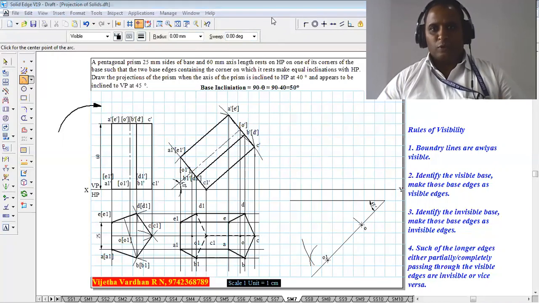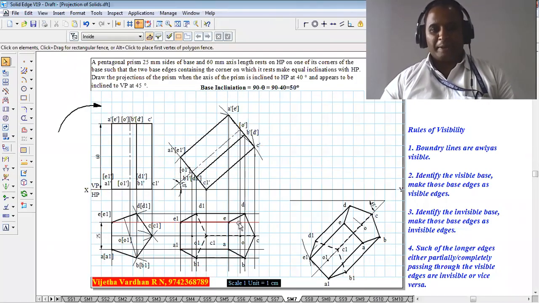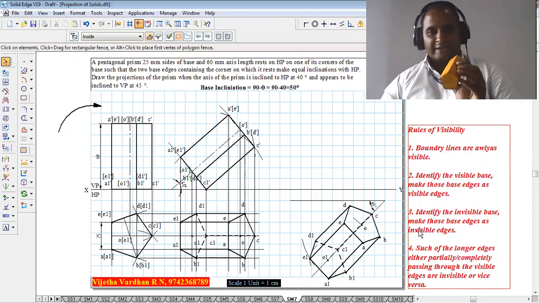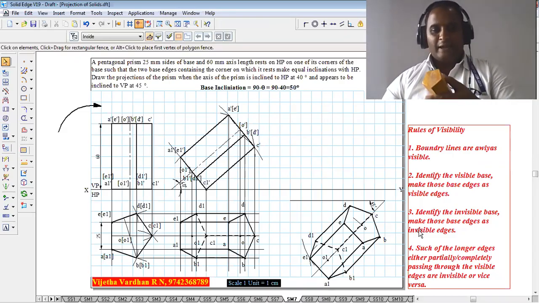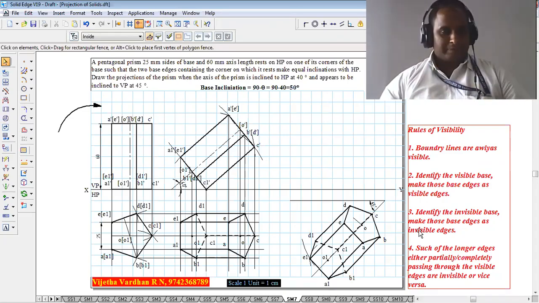Now I'm going to show you the completed one. You can see that I have transferred the same image at an angle of 45 degrees, the complete image. The reconstruction has to be taken at an angle of 45 degrees. After doing this reconstruction, one can see that in this rotation, the top base is away from the observer and the bottom base is nearer to the observer.